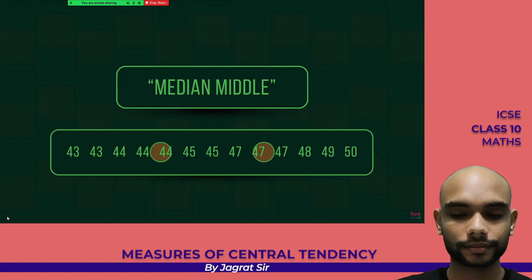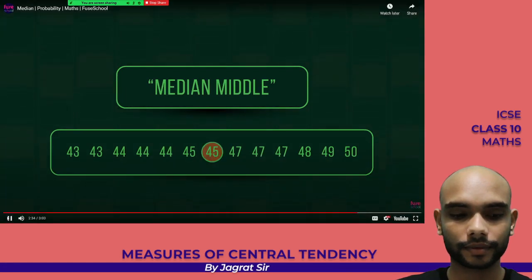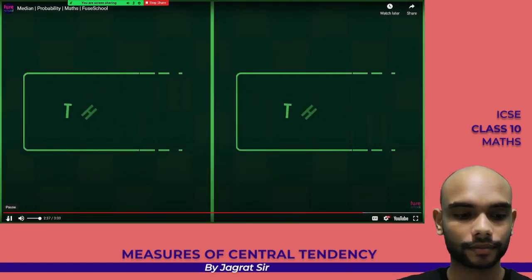So there we have median. Simply remember median, middle.